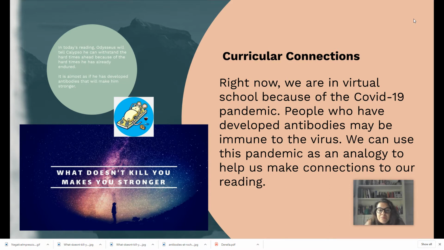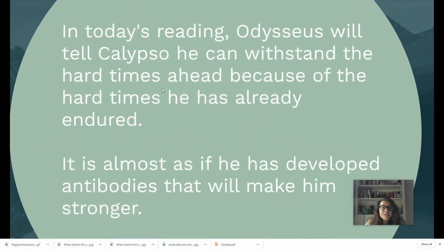We can also use this pandemic as an analogy, yesterday's word, to help us make connections to our reading. So I was thinking about the Odyssey and how we could use antibodies as an analogy. In the last part of book 5 that we're going to read today, Calypso is going to tell Odysseus, if you could see the troubles ahead of you, you wouldn't leave. You'd stay here and let me protect you. And Odysseus says, I've already been through so much.